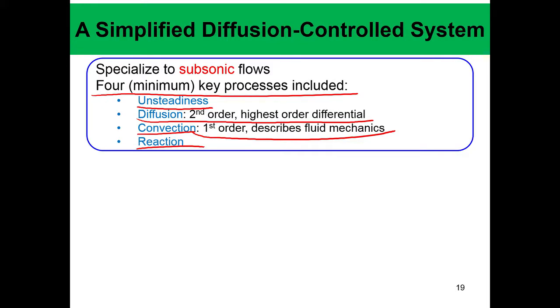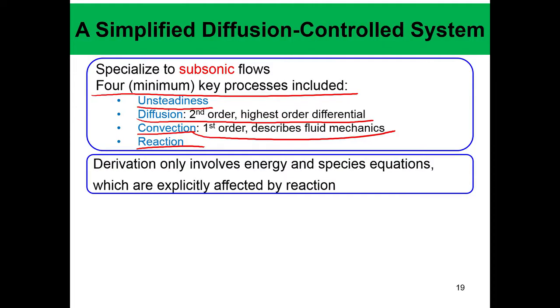As you will see, in certain cases we will be able to neglect convection, not of course inside an engine, but when we discuss a simplified system, for example a one dimensional non-premixed flame or a one dimensional premixed flame. Then the system will essentially be a competition between reaction and diffusion, and that will come later. But we will not go there right now. We will just have these 4 processes included: unsteadiness, diffusion, convection, and reaction. And you will see that the derivation only involves the energy and the species equation, which are explicitly affected by reaction.